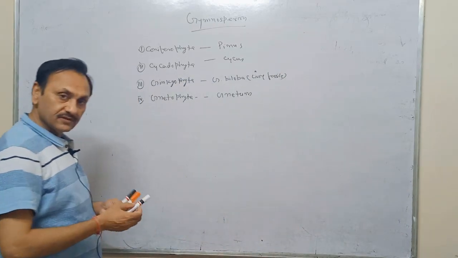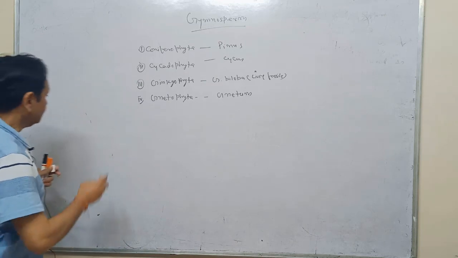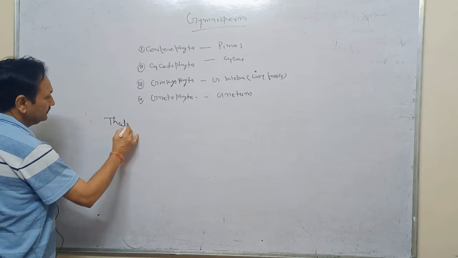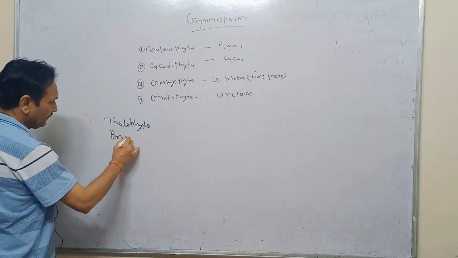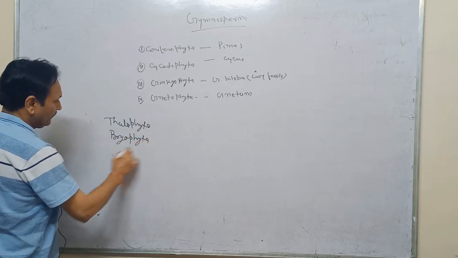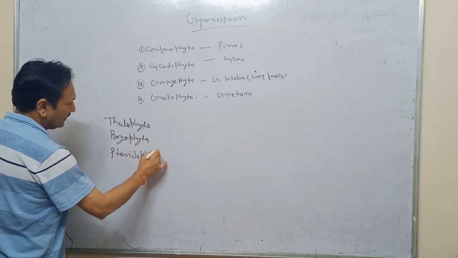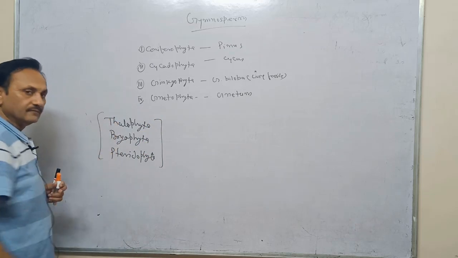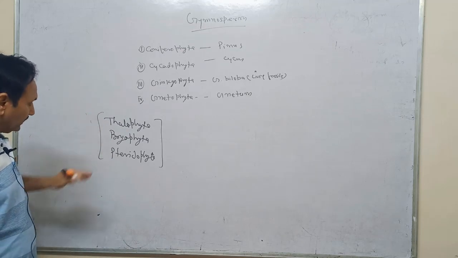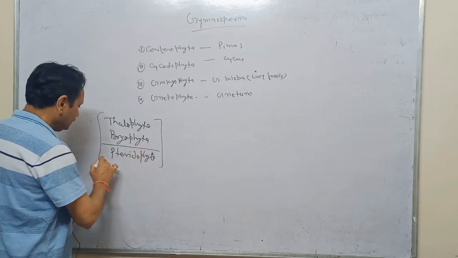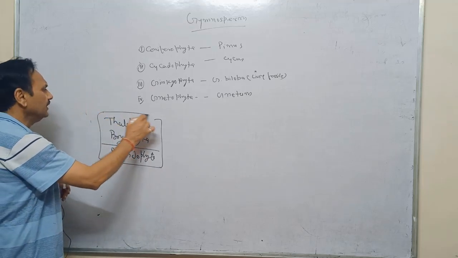We have discussed in previous classes all non-seeded plants, that is Thallophyta, Bryophyta, and Pteridophyta. Among them, only Pteridophyta is Tracheophyta, having xylem and phloem, and these others are Atracheophyta.